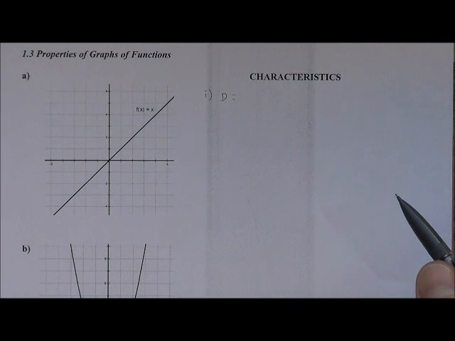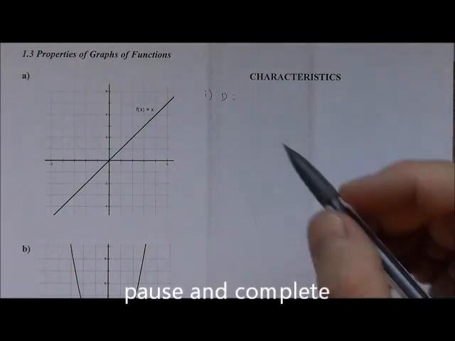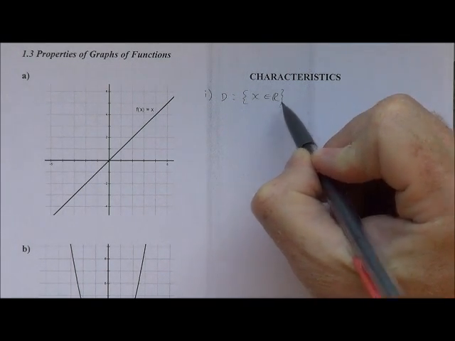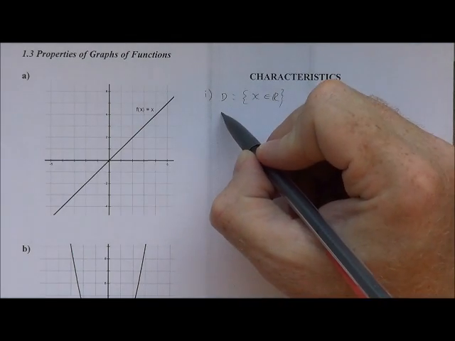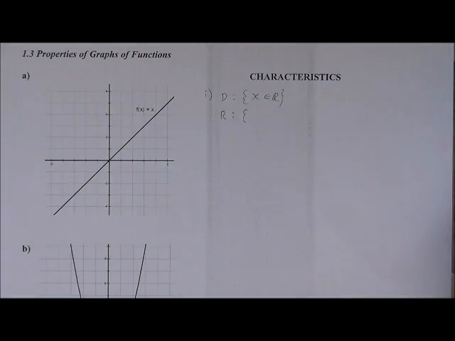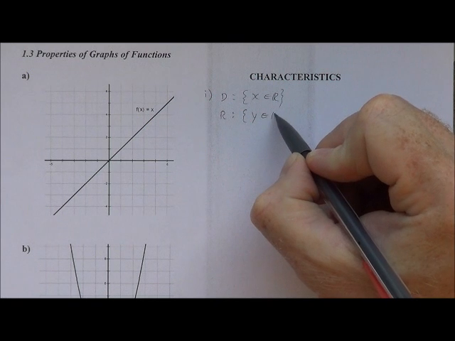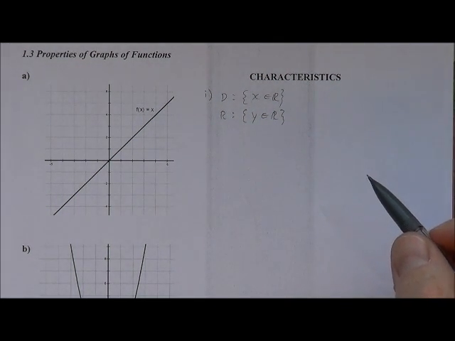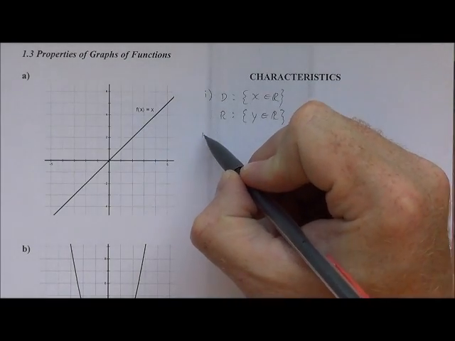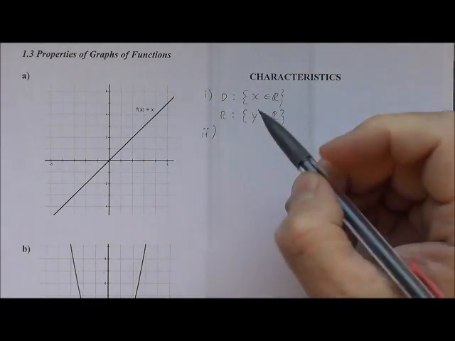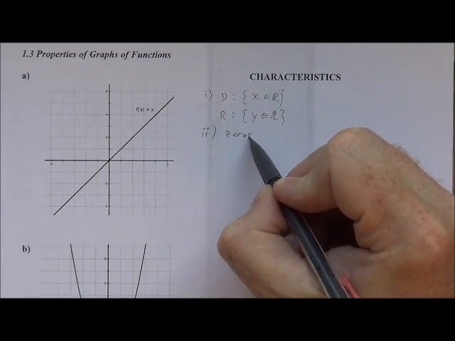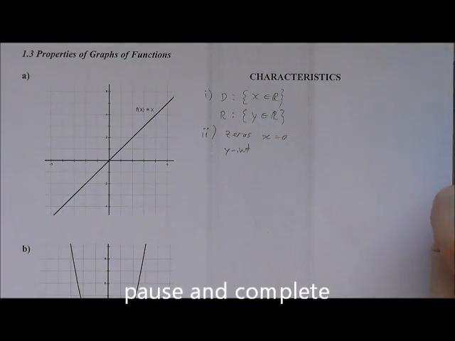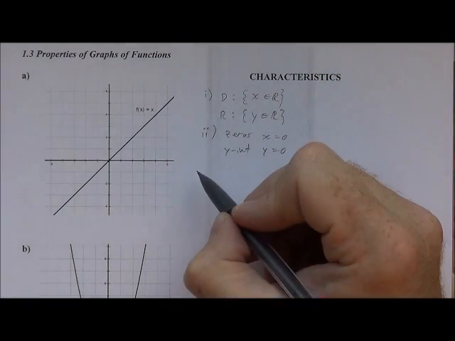Okay, so what's the domain of y equals x? x is an element of all real numbers. The range, y is an element of all real numbers. Then we'll take a look at the zeros and y-intercepts. Okay, so zeros, x equals 0, and the y-intercept, y equals 0.